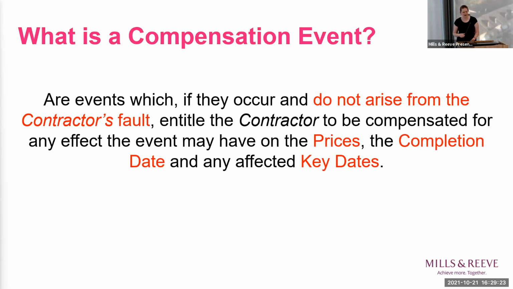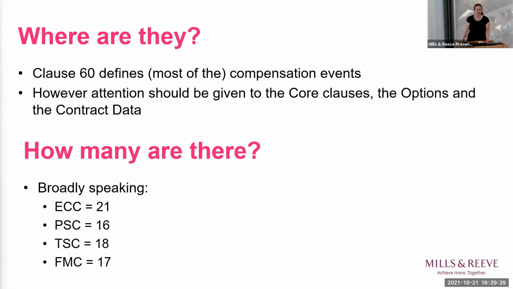So that would be a change in the price, and for time, we're looking at completion dates and effective key dates. And where were we going to find them? Clause 60 defines most of the compensation events. And notice that word, most. You must pay attention to all the clauses, the options, and the contract data. And you'll see why I say that later. Broadly speaking, in the ECC, there are 21 compensation events, going down to 16 in the professional skills contract.